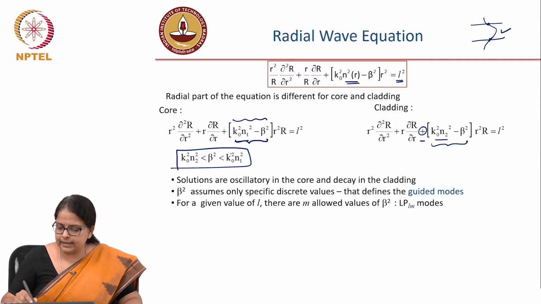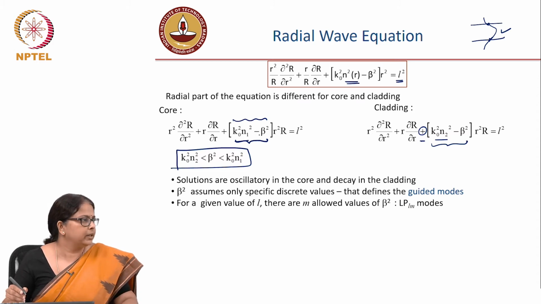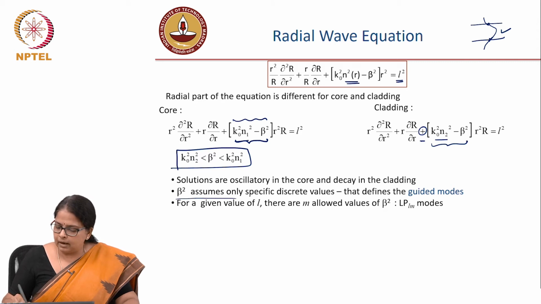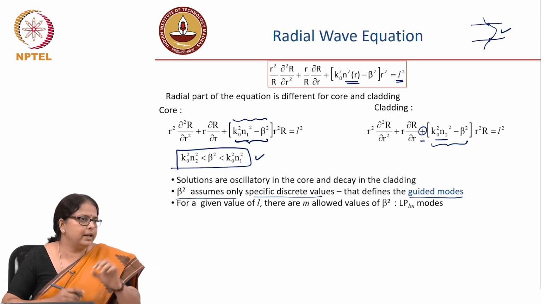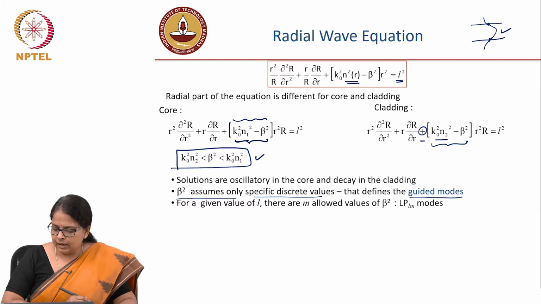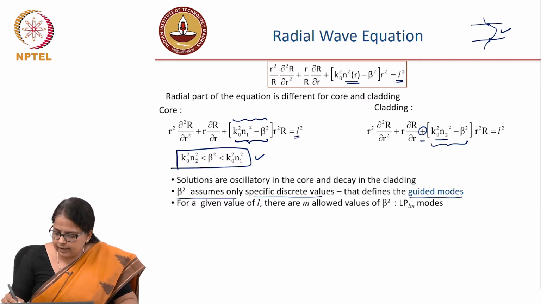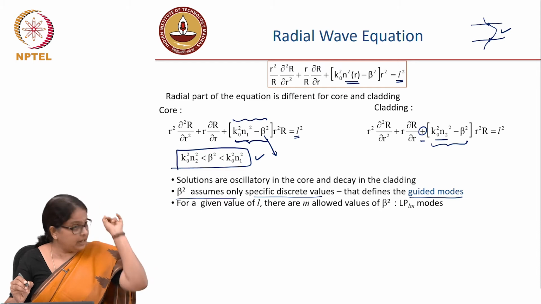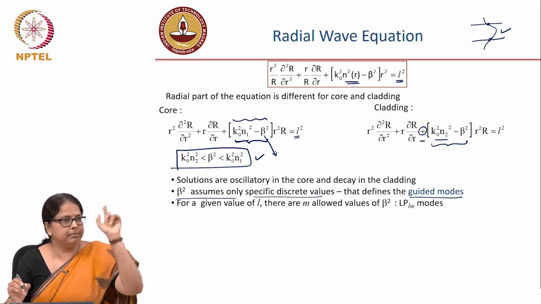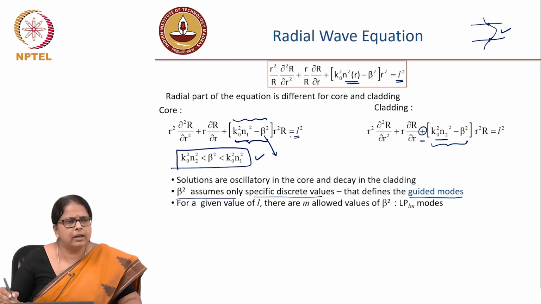It also says that beta square assumes only specific values because the solution gives some specific beta square. So, these beta square assumes only specific discrete values, and that defines the guided modes. Why do you call them guided modes? Because we put in this condition that it is available only in the core and not available in the cladding. Now, you see, for a given value of L, you could have a certain number of values of beta square that are possible. For a given value of L, which came from your azimuthal equation constant, what are the allowed values of L?